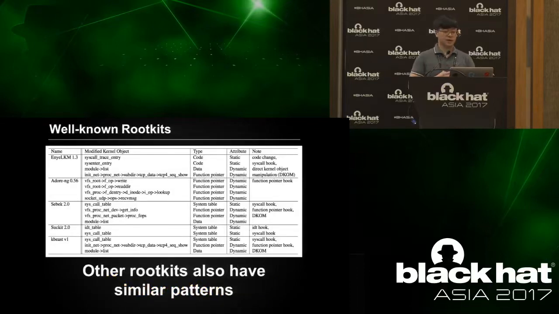This is a list of well-known rootkits and the kernel objects which are modified by rootkits. Well-known rootkits normally change code, system tables, function pointers, the process list, and the module list. The descendants of well-known rootkits also have similar patterns. The exploits tend to get root privilege, and the rootkits tend to hide their malicious behaviors. As you know, the attacker needs root privilege to load a rootkit. Therefore, we assume that the attacker already has root privilege using exploits, and in this presentation, we only focus on rootkits.